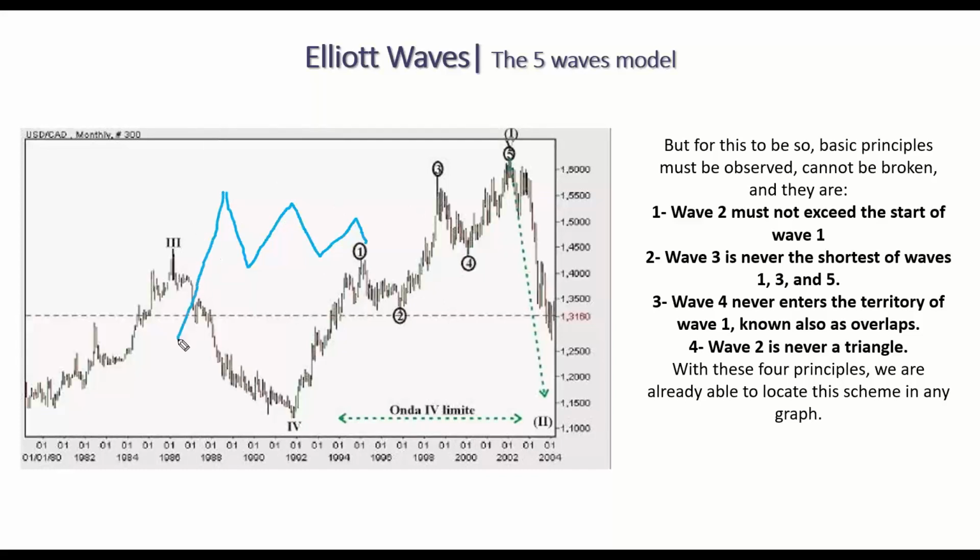Yes, this is a triangle. And we can say this is 1, a nice triangle, 2, 3, 4, and 5. This is not correct. And the reason is simple. We are breaking rule number 4. Wave 2 is a triangle, a symmetric triangle. So this cannot be happening. This counting is wrong. We need to find a different kind of labeling for this. But in this case, wave 2 in this graphic is a zigzag. So it's perfectly fine. This is correct. That's why in this graphic you can label it using the 5 waves model. We fulfill each of these 4 rules.